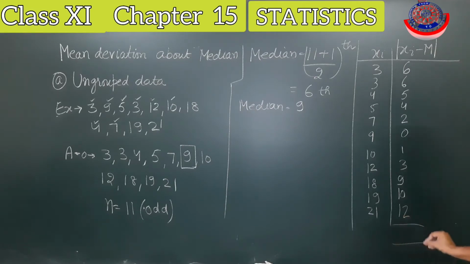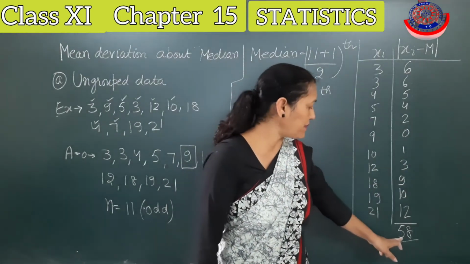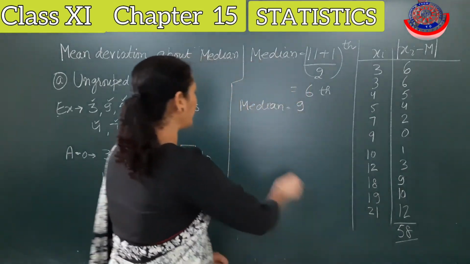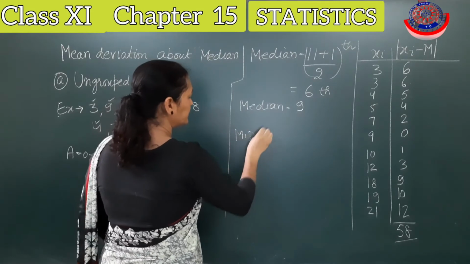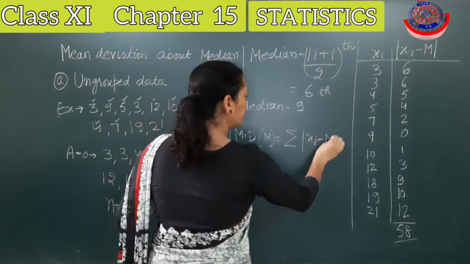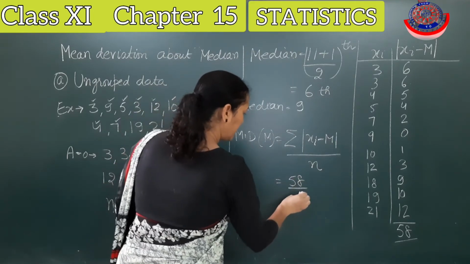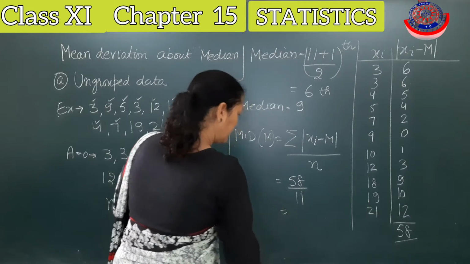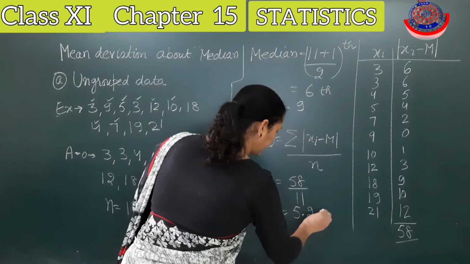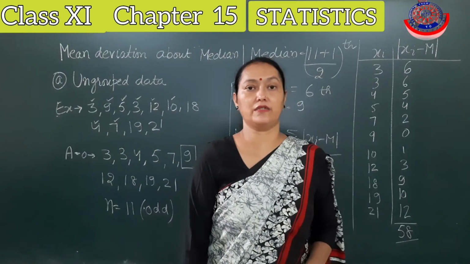Now I will be adding all these values. After adding all these terms, we have obtained the sum as 58. Now we will be dividing this sum by the number of observations. So our formula for mean deviation about median will be sigma mod xi minus M divided by the number of observations. So 58 upon 11, 11 fives are 55, so 5.2 something. So this will be the mean deviation about the median for the given data.